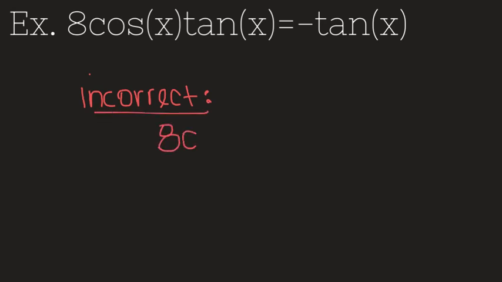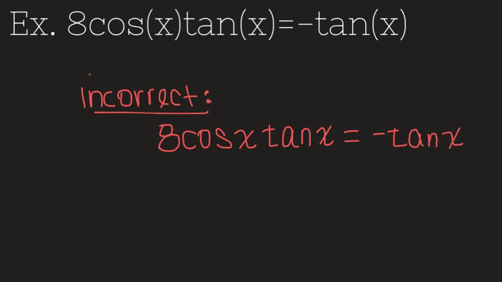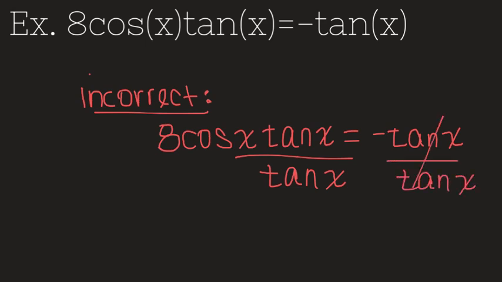If you see this, most of the time some students will be like, okay, I think that I can divide both sides by tangent of x, and when I do, it's going to cancel out on this side, and it'll cancel out on this side, and I'm going to end up with a -1. So I would end up with 8 cosine of x equals -1. So this is an okay idea, but this isn't correct.